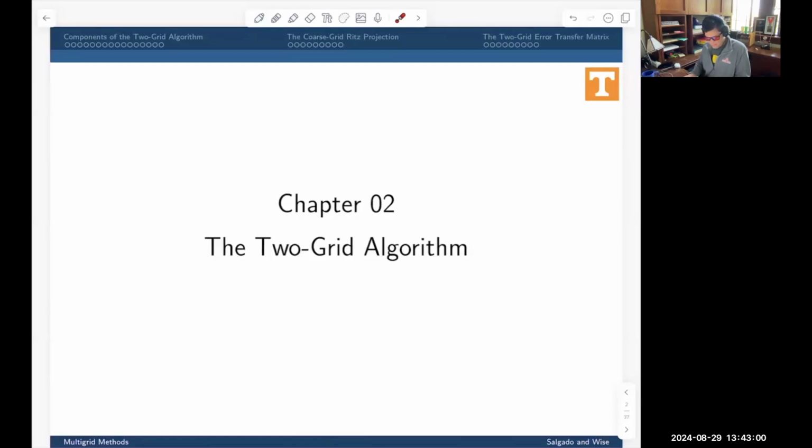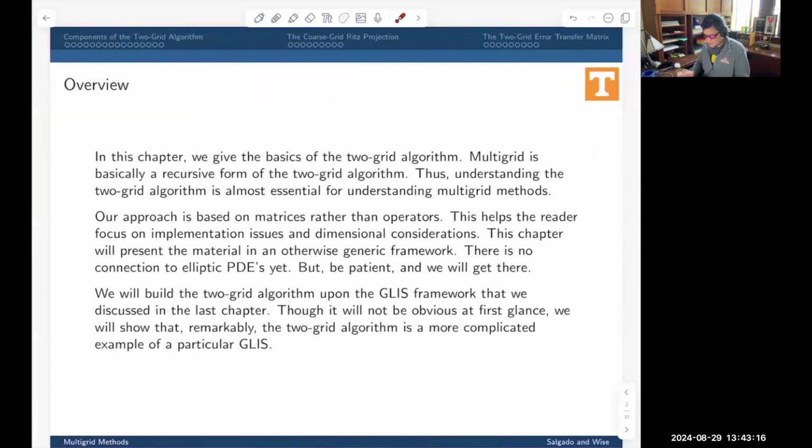Chapter 2 is kind of short, but it's really just about introducing notation, definitions, and concepts. There are only 3 sections, but I really just want you to know the key components of this two-grid algorithm. We're going to give the basics of two-grid, and the reason why we're doing this is that multigrid is essentially a recursive form of the two-grid algorithm, and that's how the two are related.